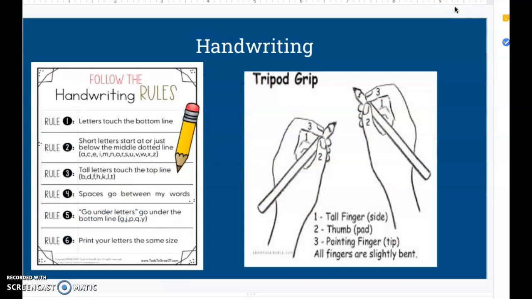Now we're moving into the topic of handwriting. So we have about 6 rules that we're going to talk about to make sure that our writing is perfect. First, our letters touch the bottom line. Short letters start just underneath the dotted line. Tall letters touch the top of the line. Then we use finger spaces to go between your words. Letters go under the line, and we try to print all of our letters at the same size. And this is just a picture to make sure that you're holding your pencil the correct way.